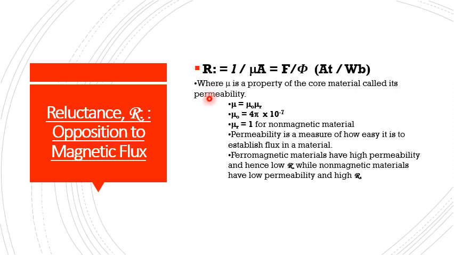For the formula of reluctance equal to L over mu A, basically mu equal to mu naught times mu r. Mu naught is a constant value and mu r equal to 1 for non-magnetic material, but for ferromagnetic material they have a value and the value is different. Ferromagnetic material has high permeability and hence low reluctance, while non-magnetic material has low permeability and high reluctance.